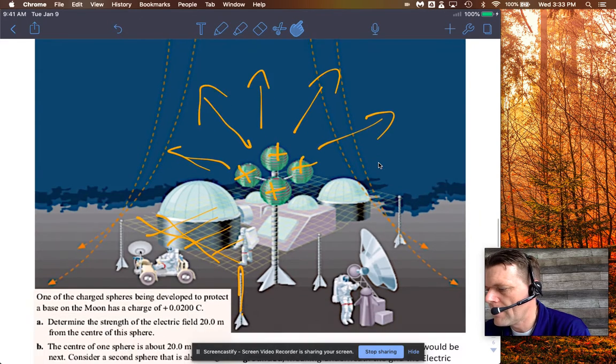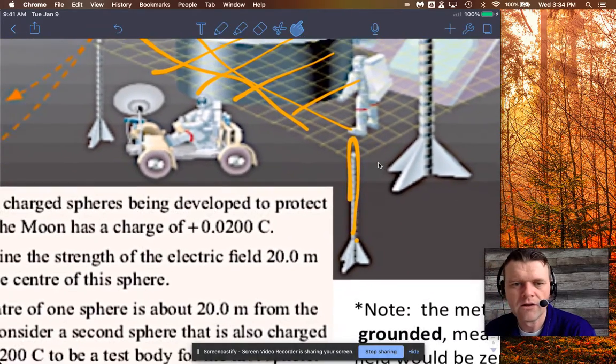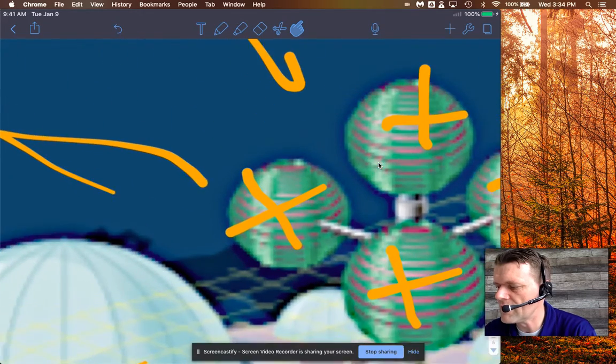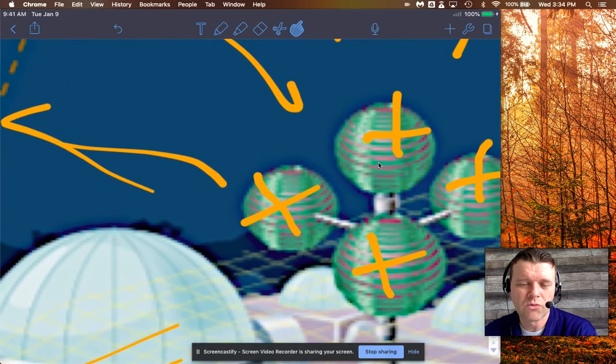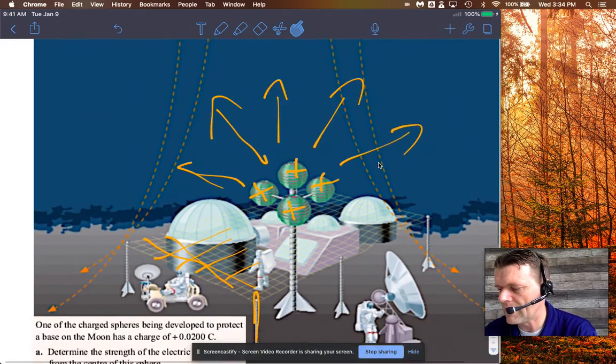So I'll come back to that in a minute, but I just do want you to see these charged spheres. If they're being developed to protect this base, each one of them could have a charge of 0.02 coulombs. Okay, so that's a pretty good charge. You need quite a bit of electricity to make that happen. Anyway, the first question is: determine the strength of the electric field 20 meters from the center of this sphere. So you just take one of these spheres here. I know it's a bit grainy, but you're saying 20 meters away from just one of them. How strong would the electric field be at that point?